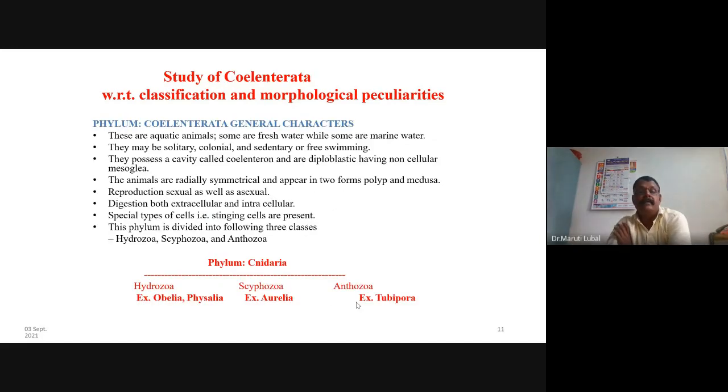Next phylum is Coelenterata. Coelenterata is again divided into different classes: Hydrozoa, Scyphozoa, and Anthozoa. We see the different characters of phylum Coelenterata. The coelenterans are aquatic animals. Some are freshwater, while some are marine water animals. They may be solitary, colonial, sedentary, or free swimming.